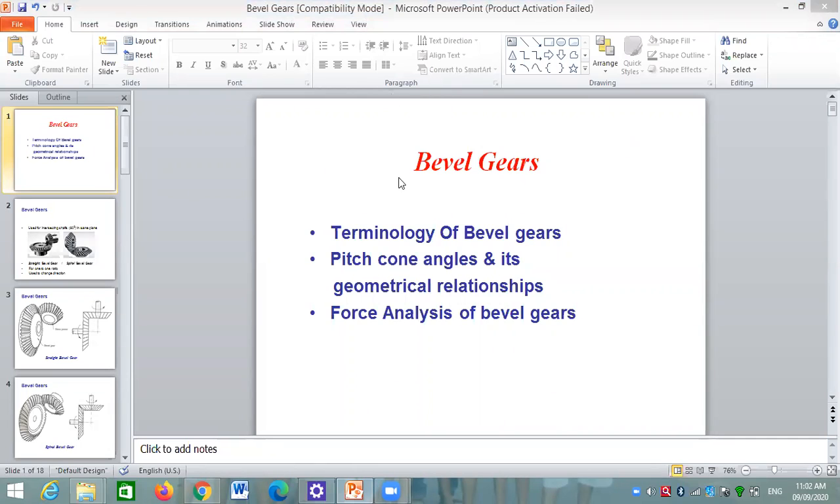The topics we will cover in the bevel gear are, first, the terminology of the bevel gear, pitch cone angle and its geometrical relationship, and force analysis of the bevel gear. First of all, what is the bevel gear?